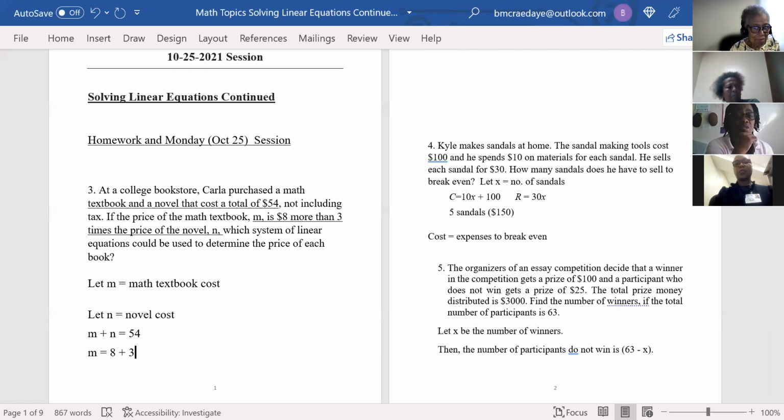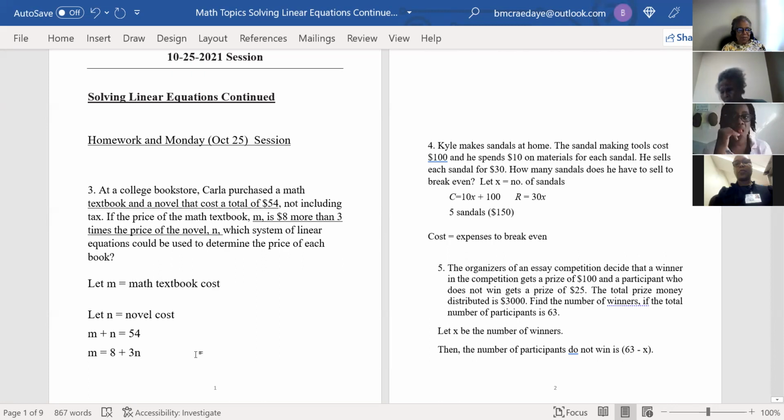3 times. So you put 3N. That's it. Excellent. Very good. $8 more added to 3 times the price of the novel: 8 plus 3N. 3N means 3 multiplied by N.